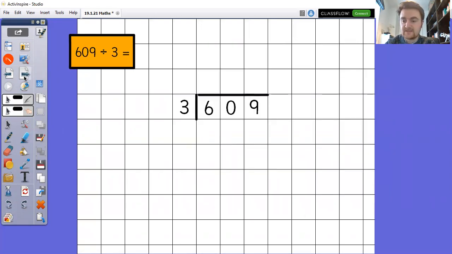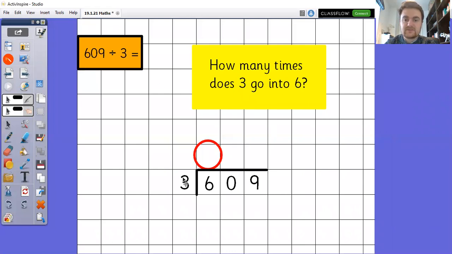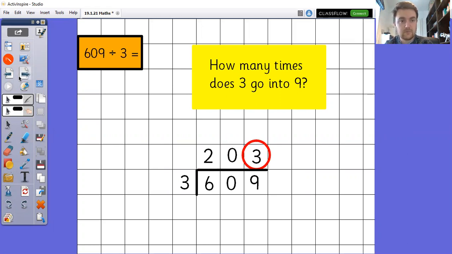Now, if I have a look at this using the Bustop method, how many times does 3 go into 6? 3, 6, it goes in twice. How many times does 3 go into 0? It doesn't go into 0 at all, so it's 0 times. And there's none left over because 0 times 3 is 0. And then finally, how many times does 3 go into 9? 3, 6, 9. It goes in 3 times. So we end up with 203 as well.